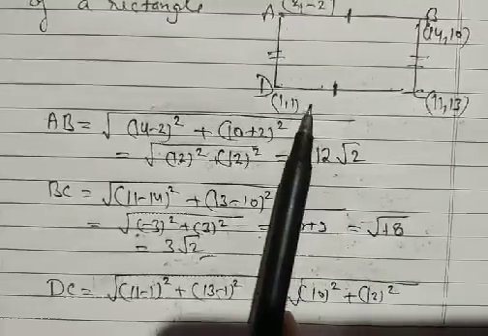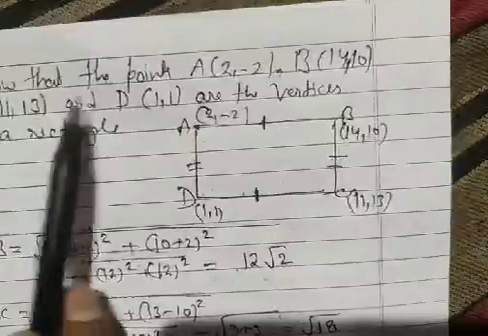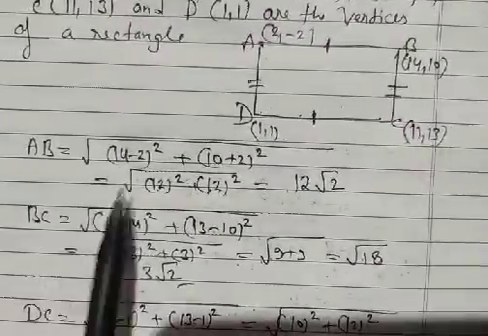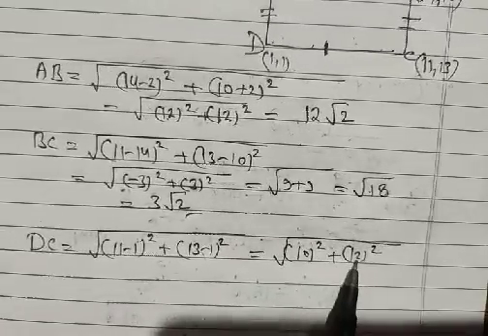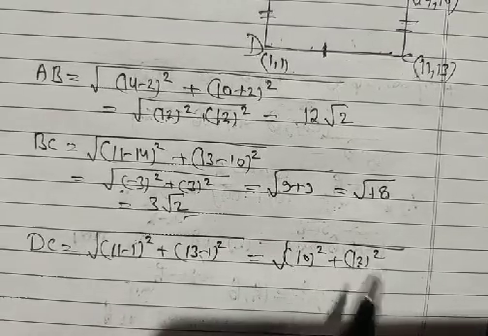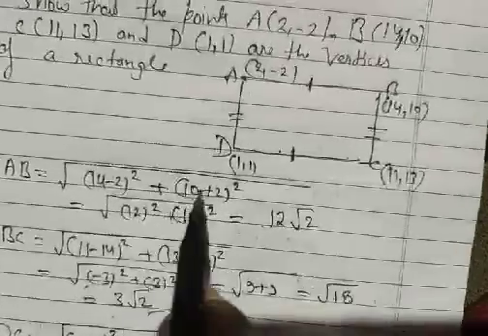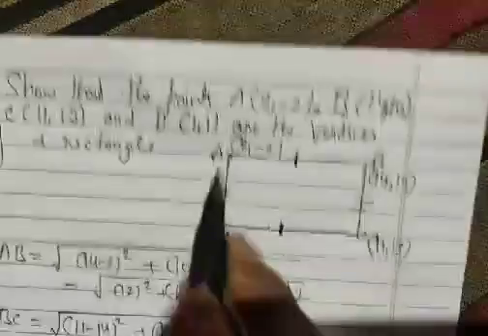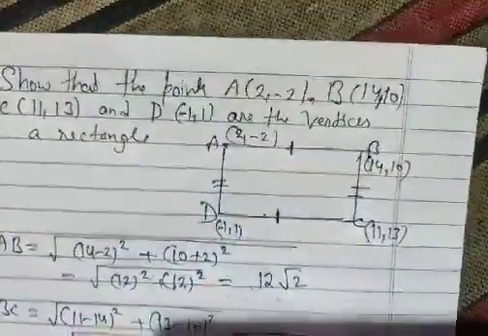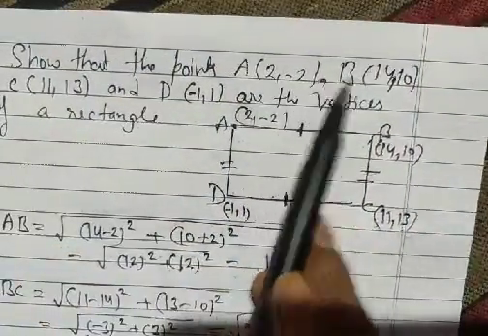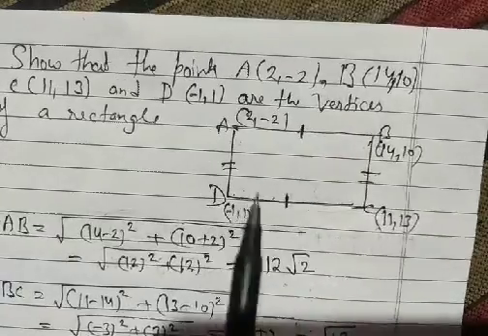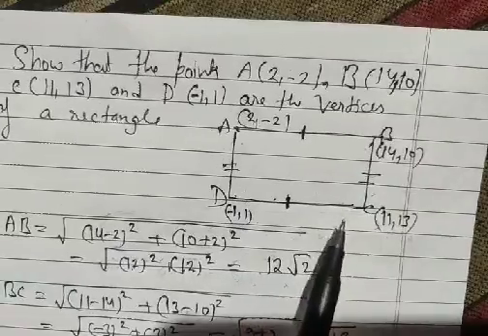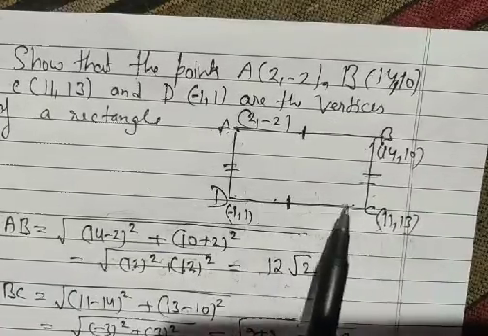We must show that ABCD is a rectangle, but here we get 12 root 2 for one side and here we get 10 for the other. I hope one of the points has an error, maybe a minus sign there. We are going to take this point D as (minus 1, minus 1). These points must be the vertices of a rectangle. In our figure A, B, C, D, taken in cyclic order, AB must be equal to DC.